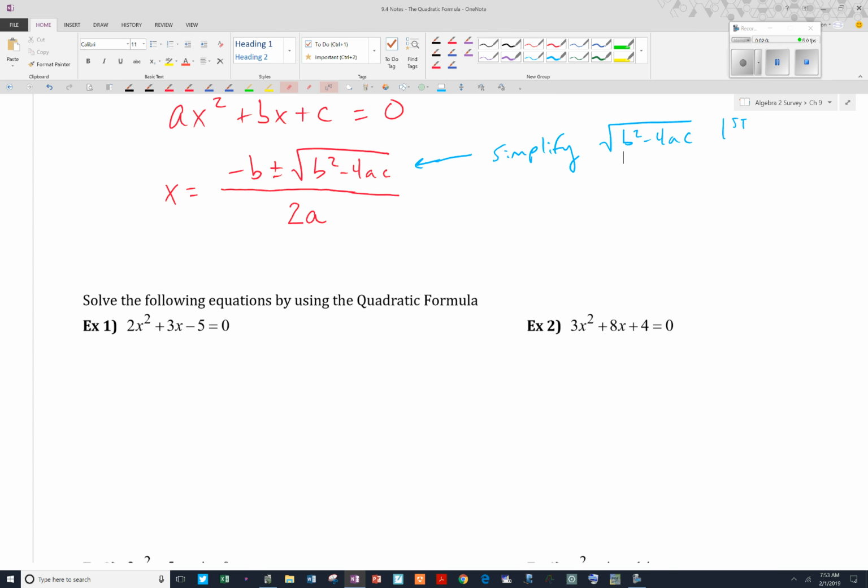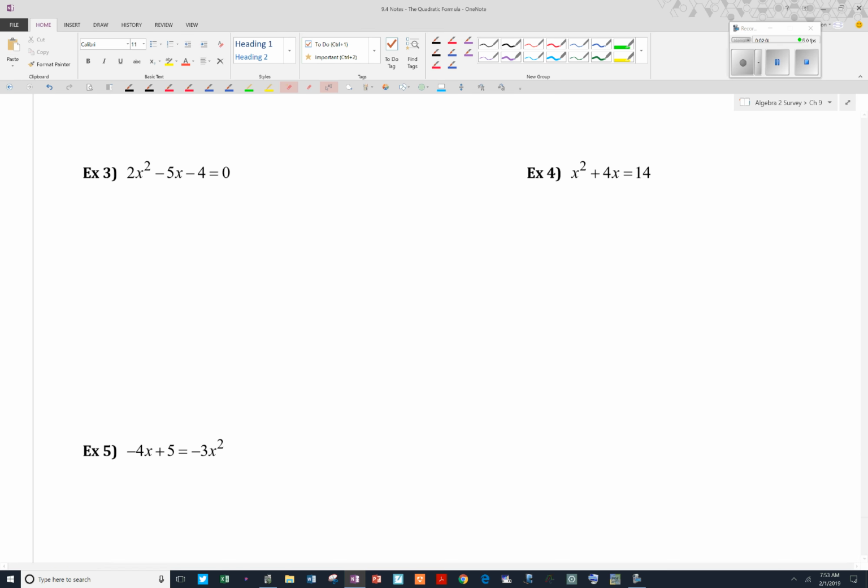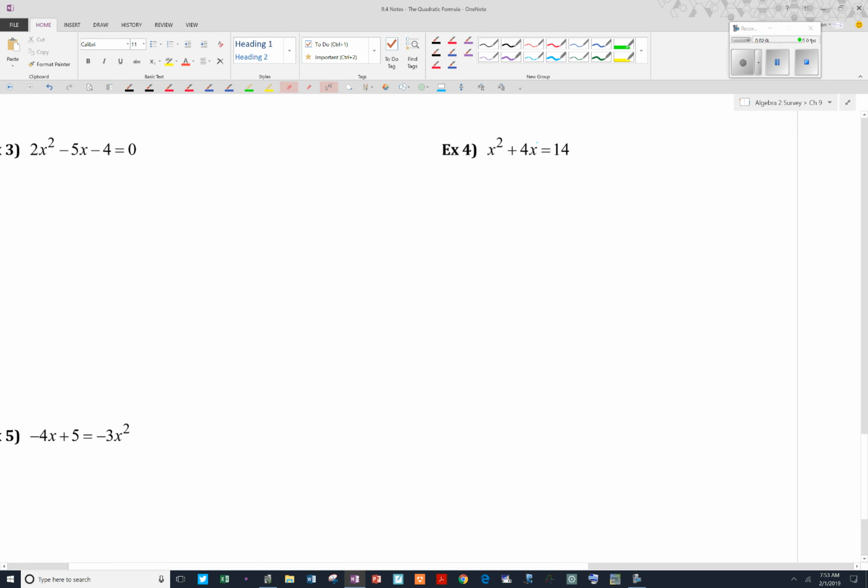All right, so let's go all the way down, just in case we don't get time to get there, to make sure that we would know what to do first in a problem like example 4. Notice in example 4, it's not equal to 0. So the first thing you'd have to do is subtract that 14 over so that it's equal to 0. Now we know that a is 1, b is 4, and c is negative 14.